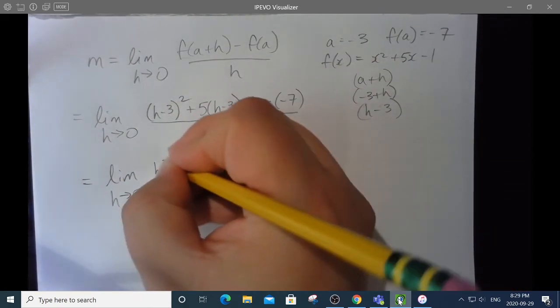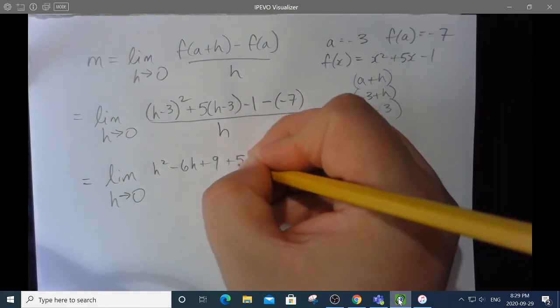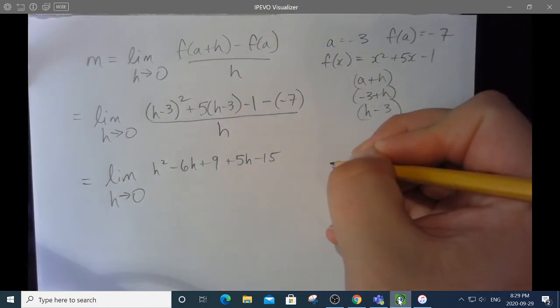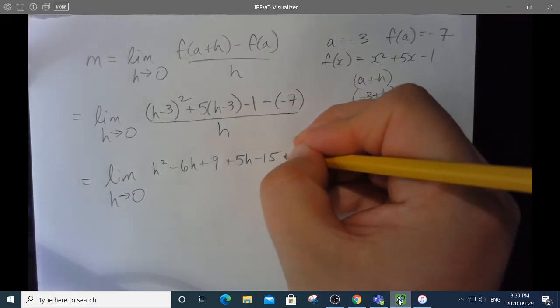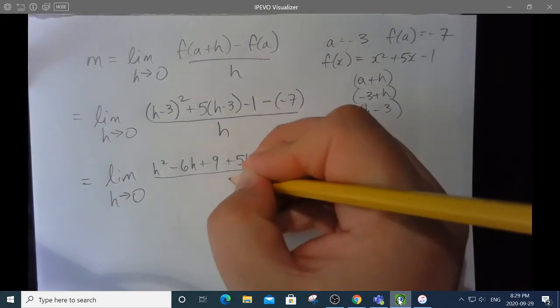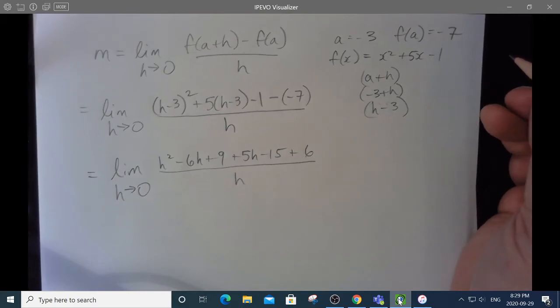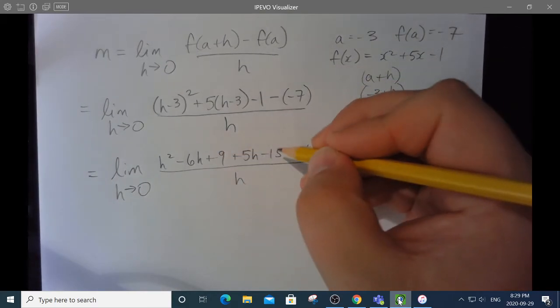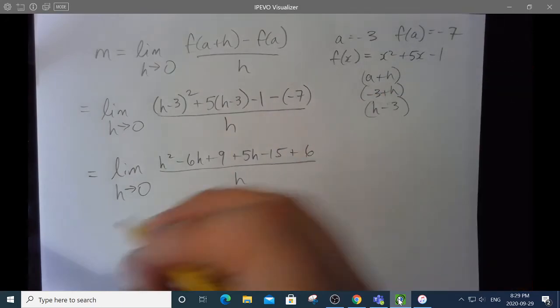So that's going to be h squared minus 6h plus 9 plus 5h minus 15 minus 1 minus negative 7 is plus 6, and all of that is over h. Look at what's happening here. Check out those constants. Do you see what's happening? 9 minus 15 is negative 6. Negative 6 plus 6 is 0.